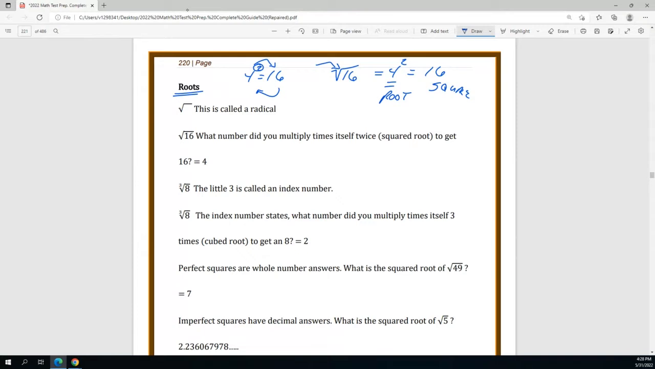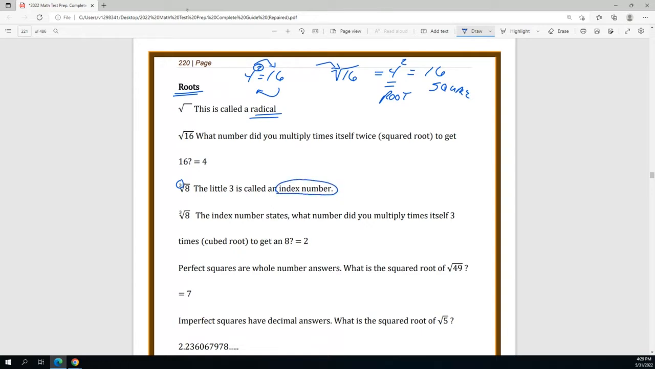So when we do this, again, it's called a radical. That's the name of the symbol. It's not usually called a squared radical or a squared root symbol. It's called a radical. Now, you'll notice down here, in the crook, or in that little space, there can be a number in there. And that number is called an index number.